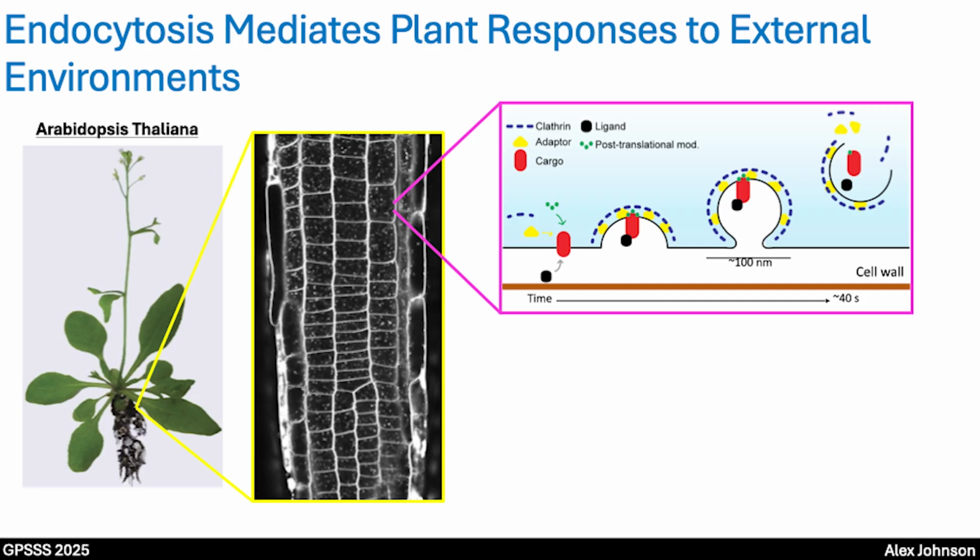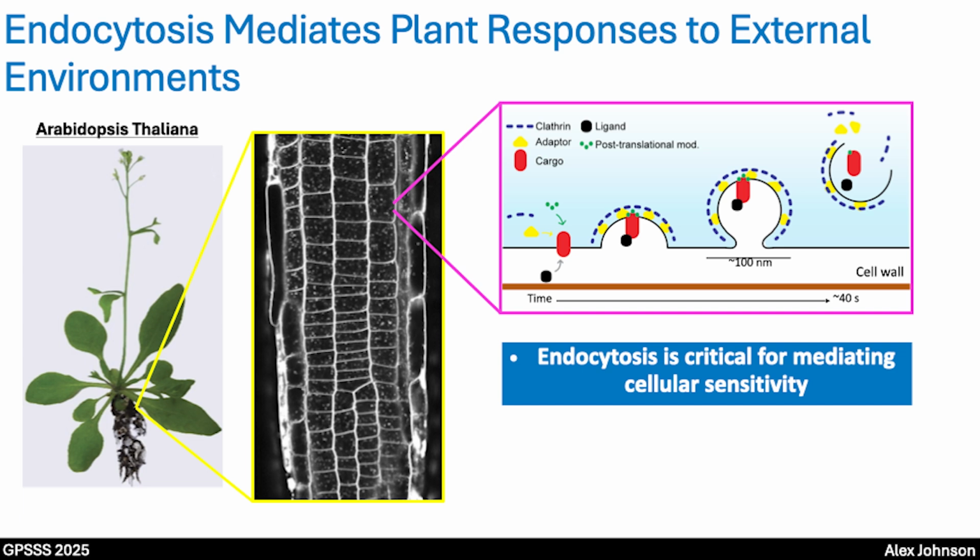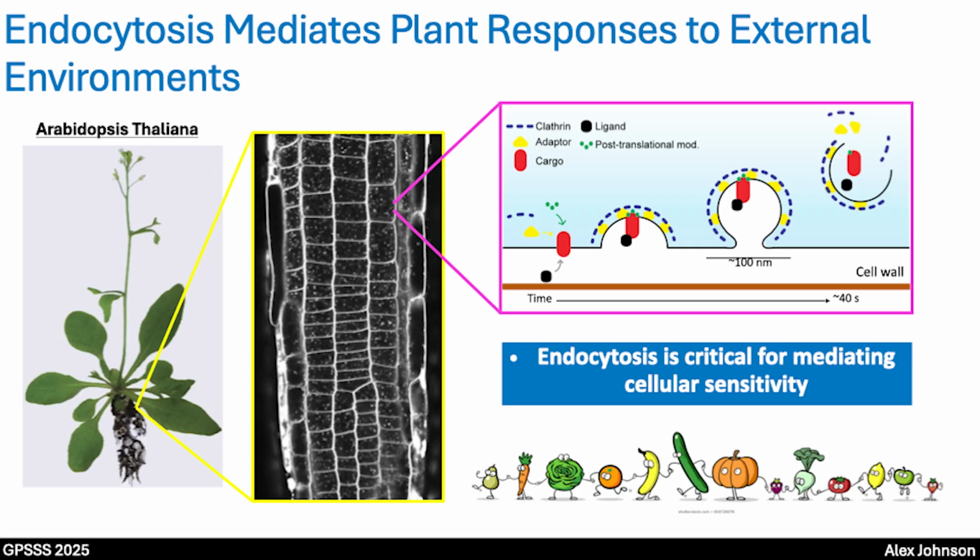And basically, this process of endocytosis regulates the number of receptors on the cell surface, which mediates how sensitive cells are to various stimuli. Because if you have too many receptors, you can over-respond. If you don't have enough receptors, you under-respond. So it's critical for mediating cellular sensitivity. And actually, if we understand this process, we can continue to grow food and feed everyone on the planet, which is quite good.